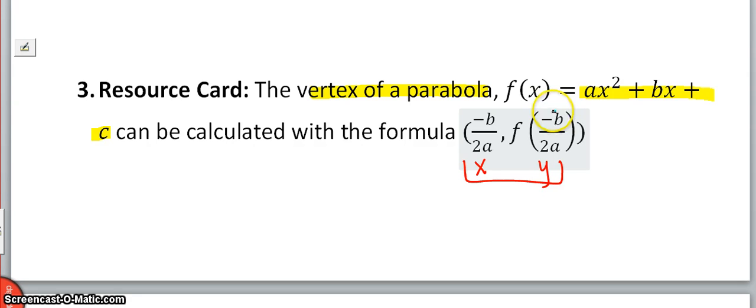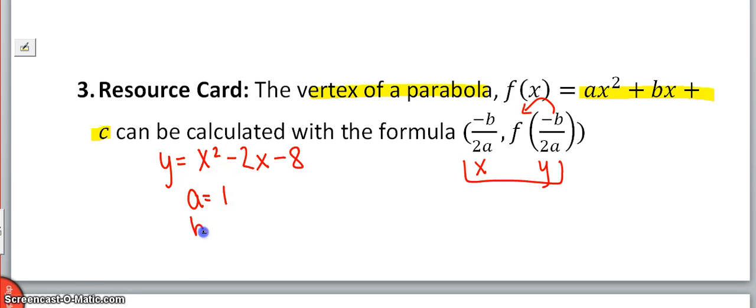So what this is saying is you would take your x-coordinate and plug it in the function. Negative b over 2a would be your input to find y. So let's apply that to the equation we were just looking at. Let's say you have y equals x squared minus 2x minus 8, and let's say we forgot how to complete the square for a second and we want to find the vertex. In standard form, your a value is 1, your b value is negative 2, and your c value is negative 8.